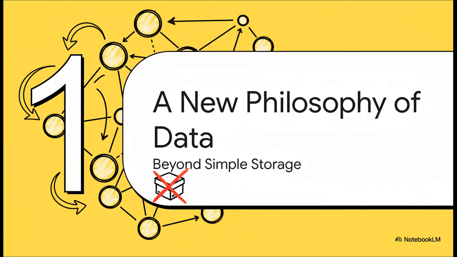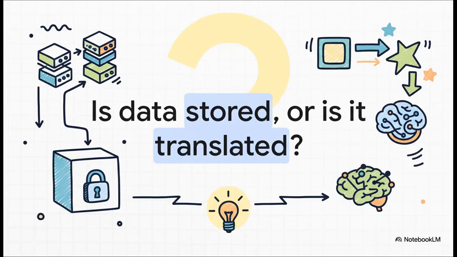Okay, let's get right to the heart of it. The first big idea here is about making a fundamental shift in how we think about data. The whole project argues that we've got to move past the idea that data is just something we store. And that brings us to the one question this entire project revolves around. When you feed a system information, are you just storing it? Or are you actually translating it? According to this paper, the answer to that question changes absolutely everything.